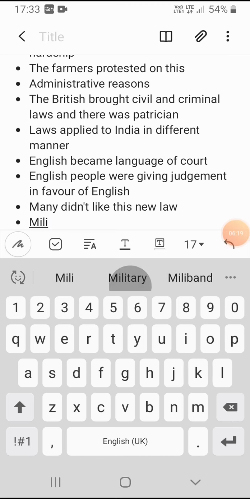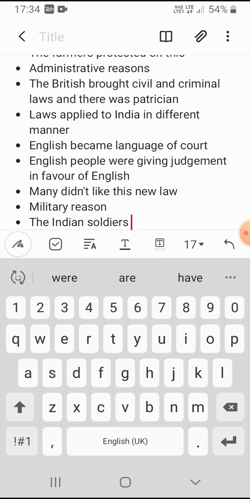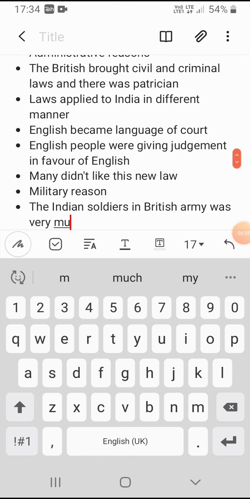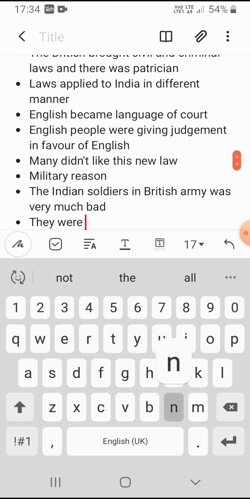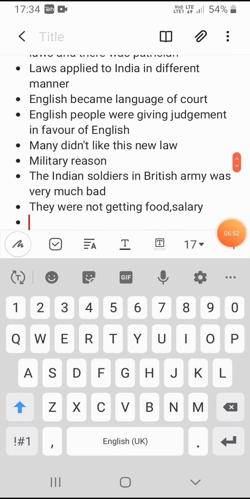Military reasons: the condition of Indian soldiers in the British army was very bad. They were not getting food and salary.